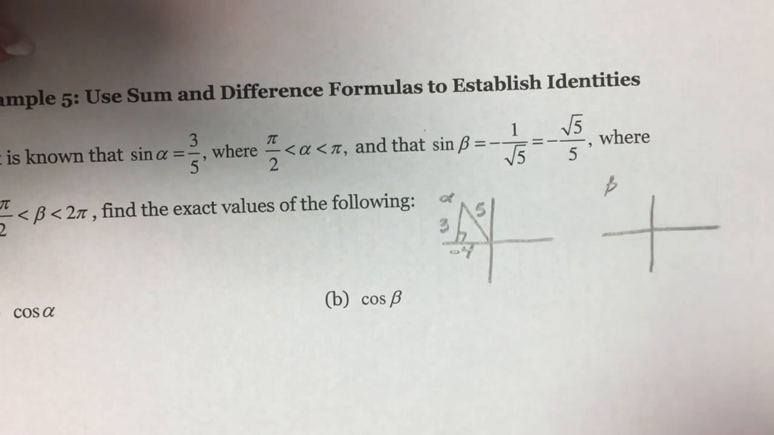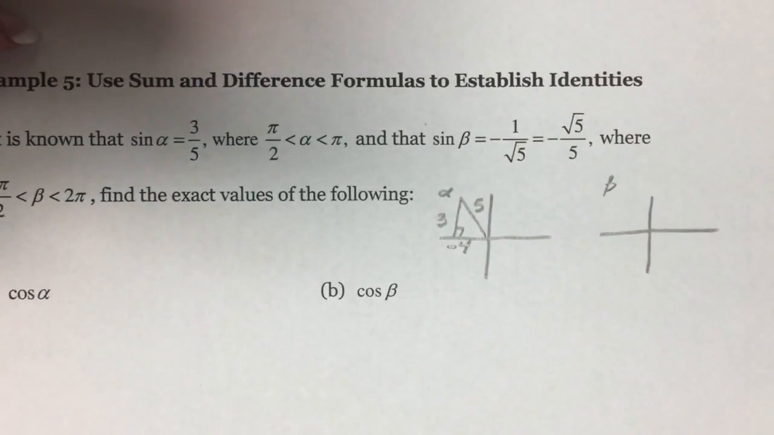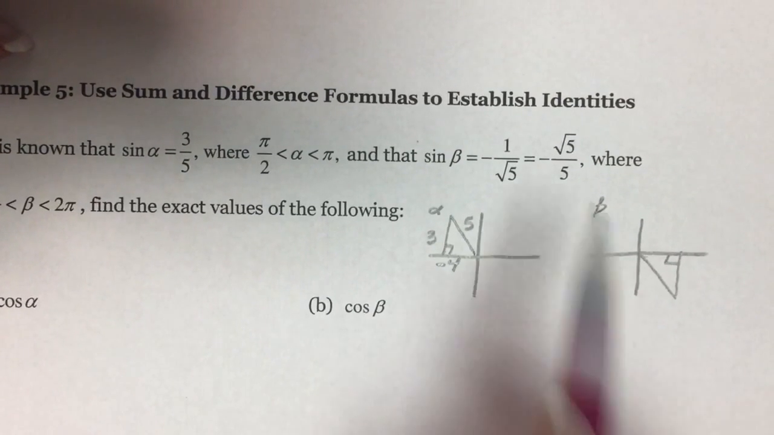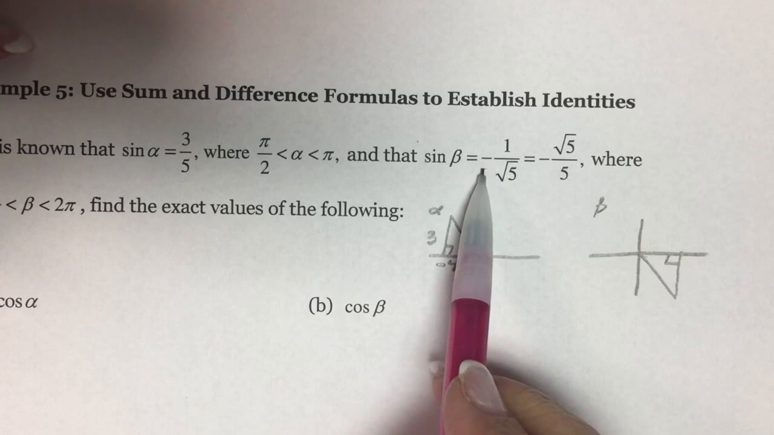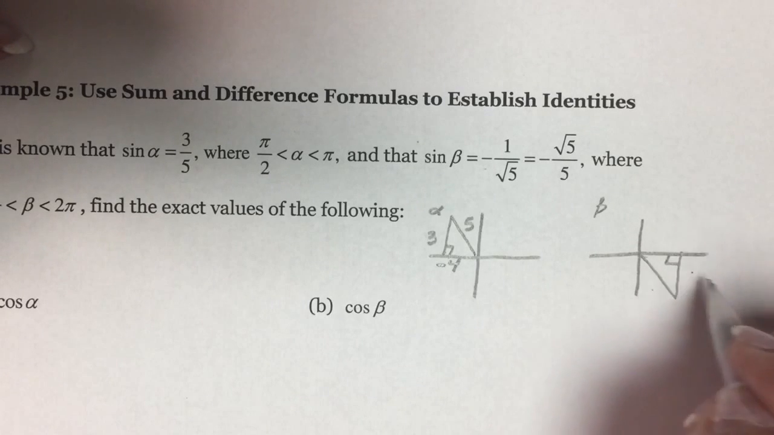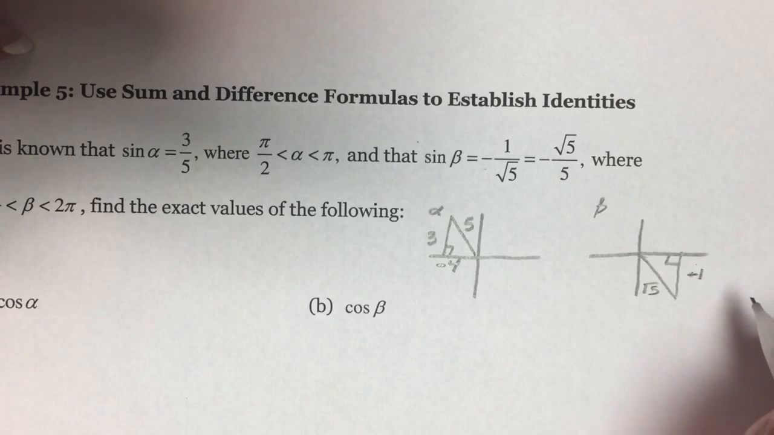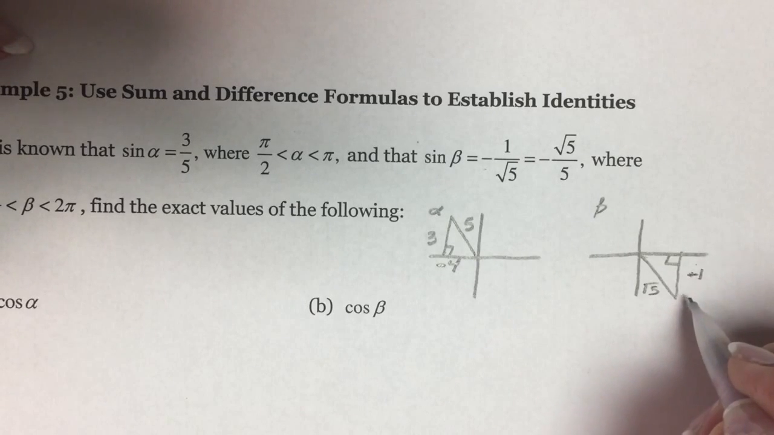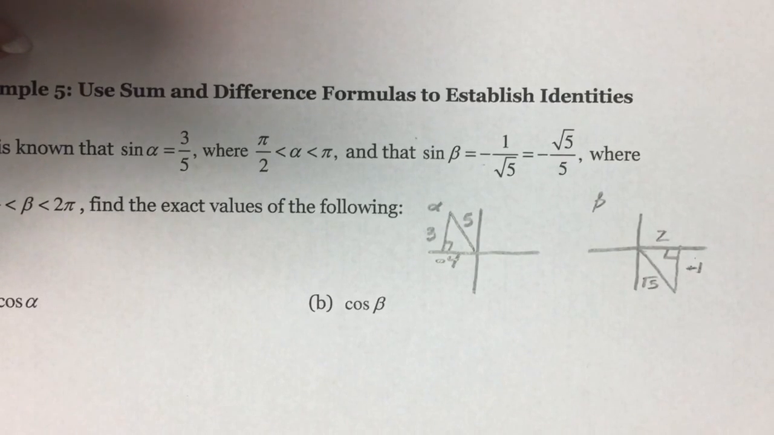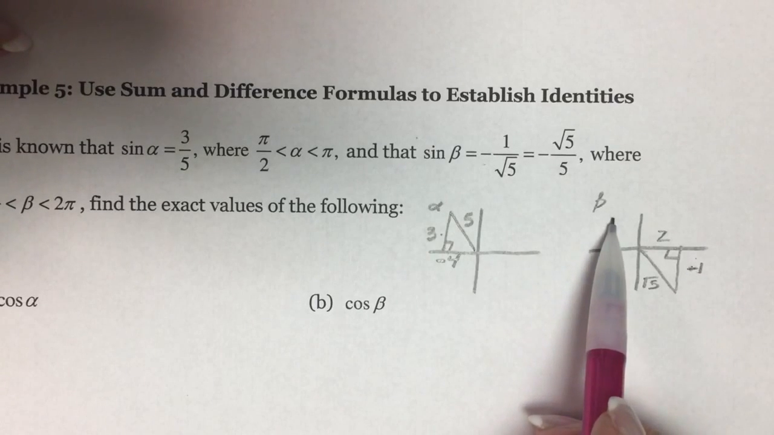Our beta triangle, it says, is between 3 pi halves and 2 pi. So we're talking fourth quadrant. And our sine of beta is negative 1 over root 5. And again, sine is opposite over hypotenuse. So I'm going to put the negative 1 there. I'm going to put the root 5 there. And then if I do my Pythagorean theorem, that'd be 5 minus 1, I think this is going to be positive 2. All right, so I have alpha triangle, I have beta triangle.